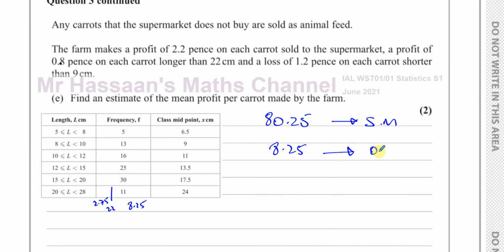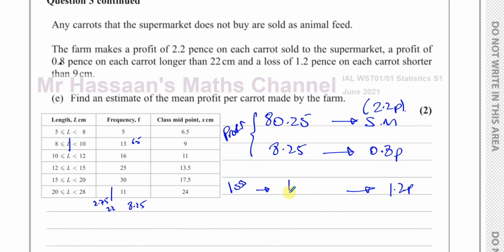So that's going to be 2.2 pence for the supermarket ones. The ones that are 8.25 out of those 100 are sold for 0.8 pence. These are profits. And then it says a loss of 1.2 pence for how many carrots? Shorter than 9. So you're going to have basically half of these, which is 6.5 plus 5. That's 11.5 of them. This is a loss.